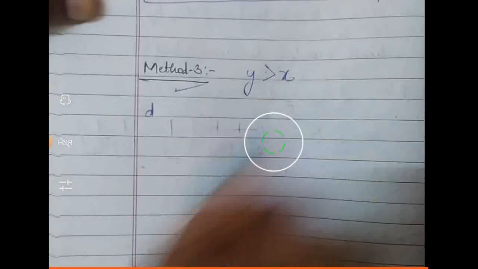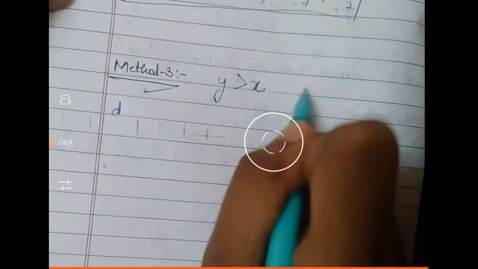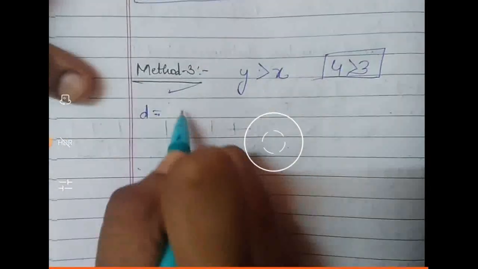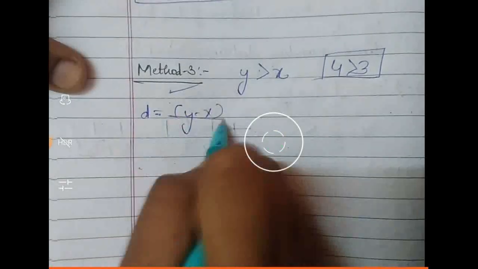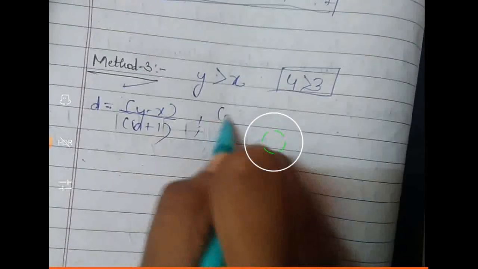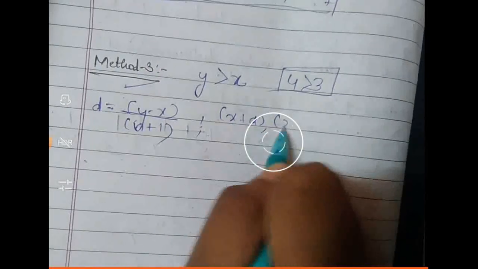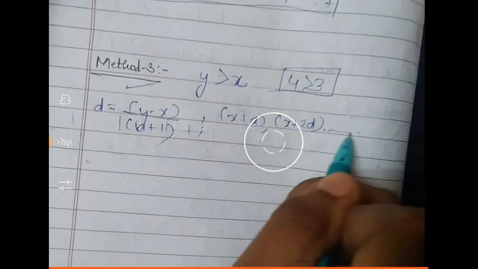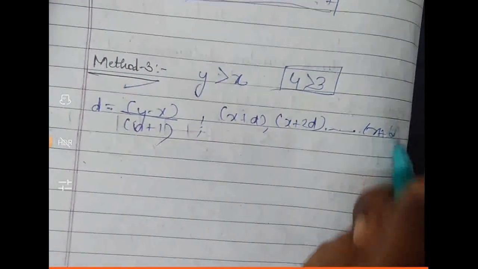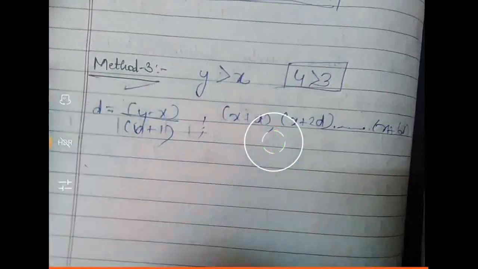So see, in method 3, first we were to calculate D, right? And it was also that Y should be greater than X, right? Here also 4 is greater than 3, correct? So what was the value of D? Y minus X by N plus 1. And then the rational numbers will be X plus D, X plus 2D, till how many we have to find? X plus 6D. It will go ahead till X plus 6D.